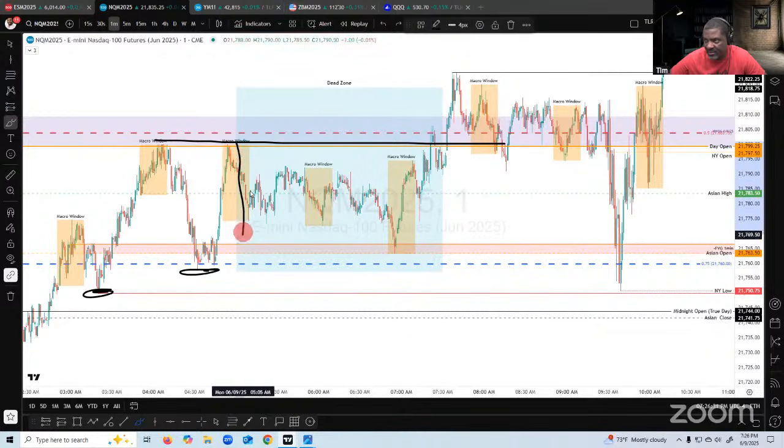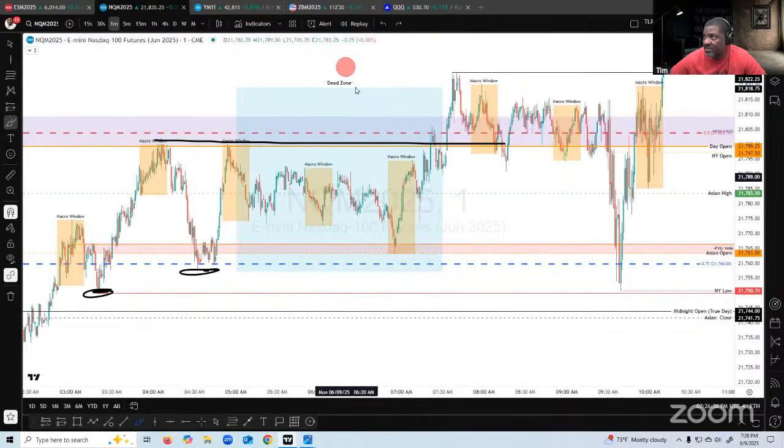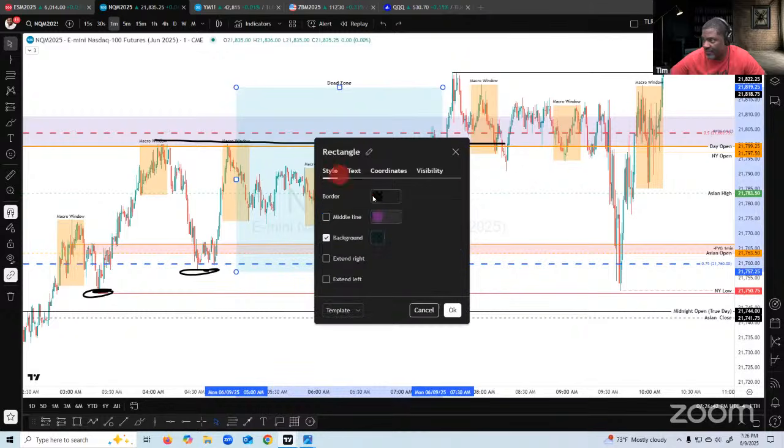If we come in here and we mark all of this out, matter of fact, let's do this right here. We're going to go to that dead zone, right? And we're going to turn this white.